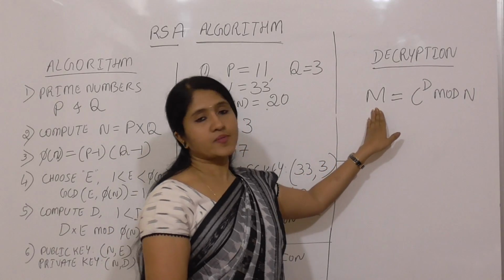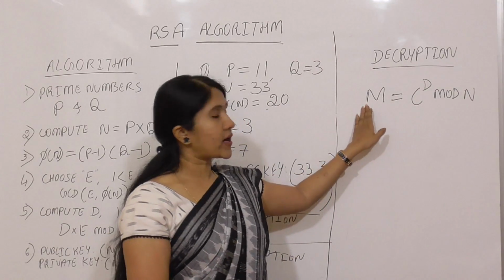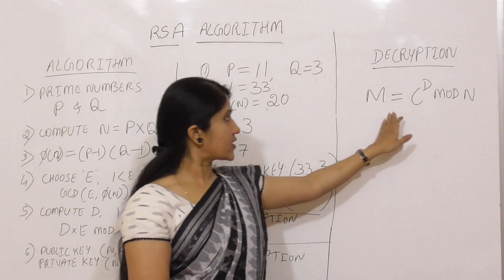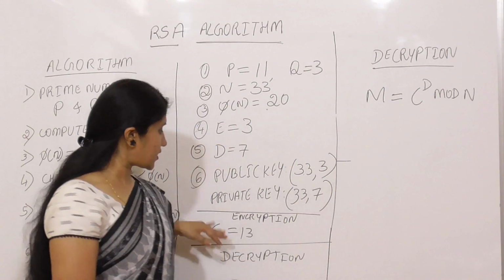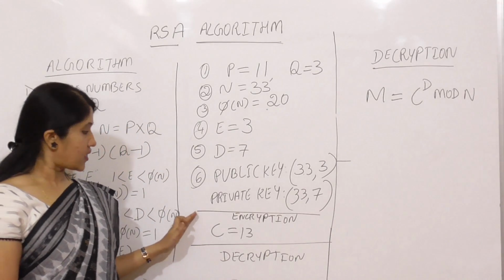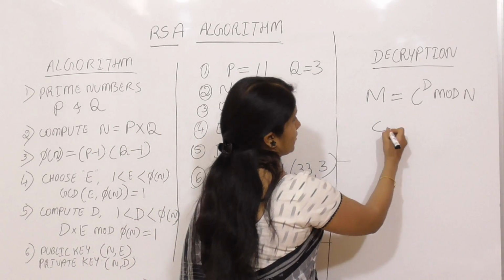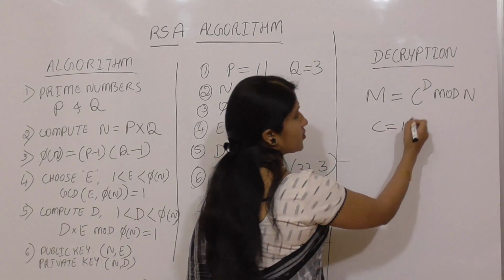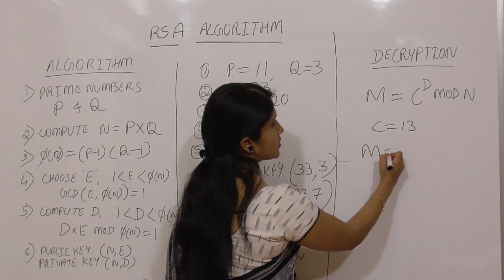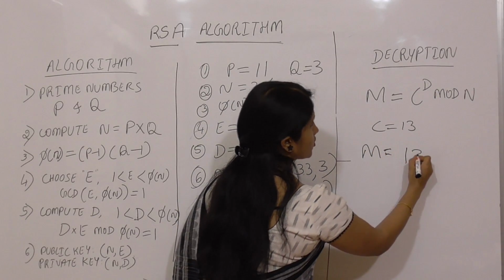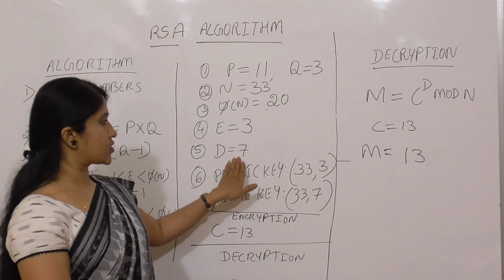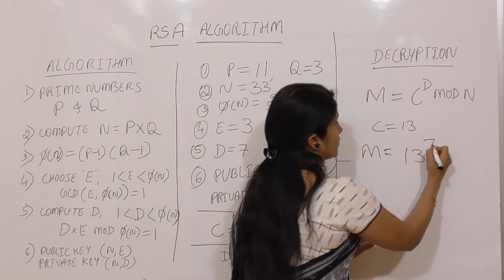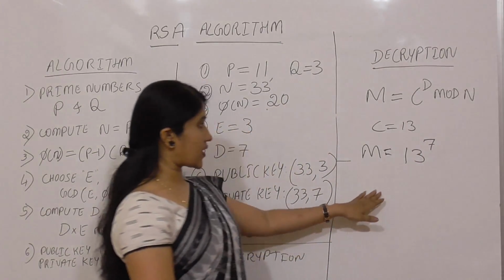So this is the decryption algorithm. To get my original message back, it is C to the power D mod N. What is my C? Here I have the value, right? C is equal to 13. Let me substitute all the values here. M is equal to 13 to the power of D. What is my D? D is equal to 7, right?